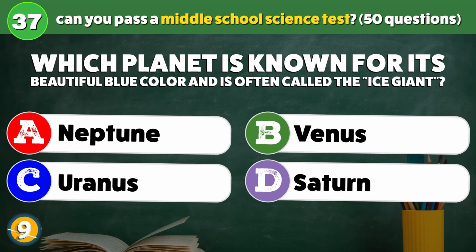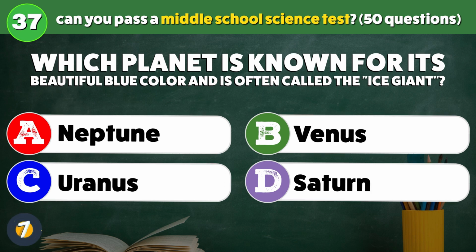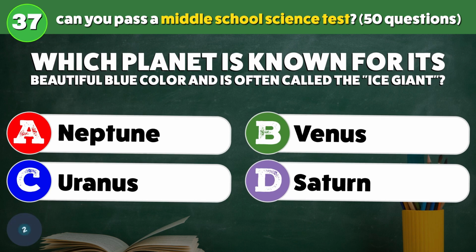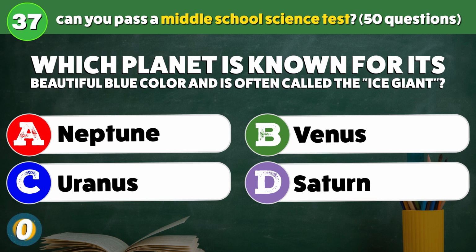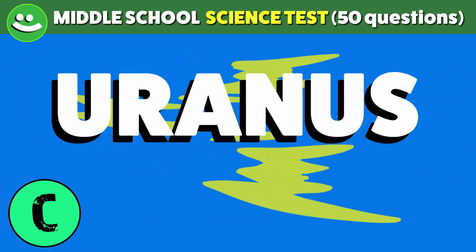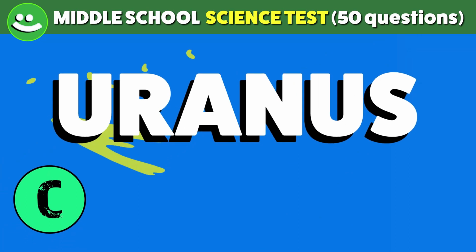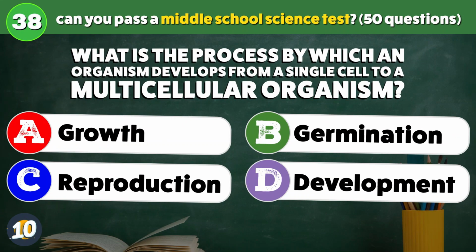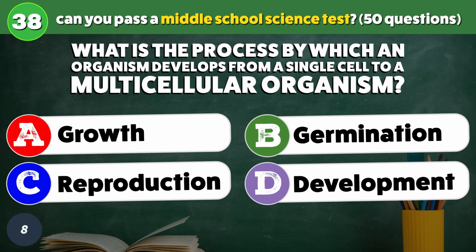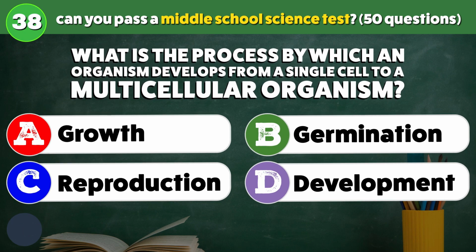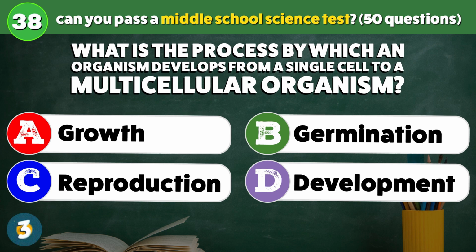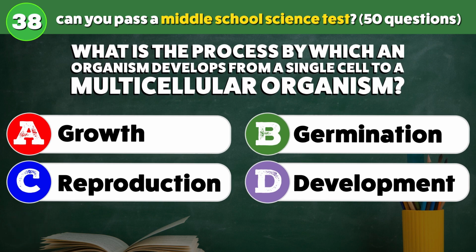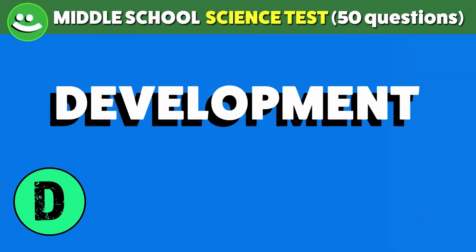Which planet is known for its beautiful blue color and is often called the ice giant? Is it Neptune, Venus, Uranus, or Saturn? It's Uranus. What is the process by which an organism develops from a single cell to a multicellular organism? Is it growth, germination, reproduction, or development? It's development.